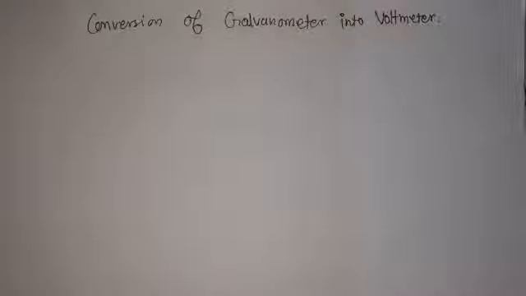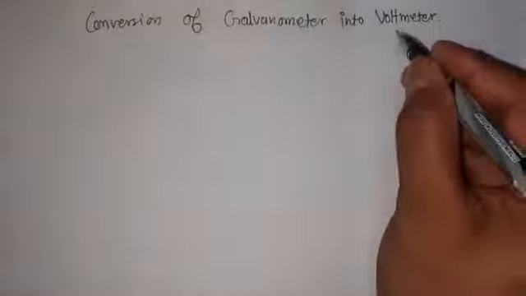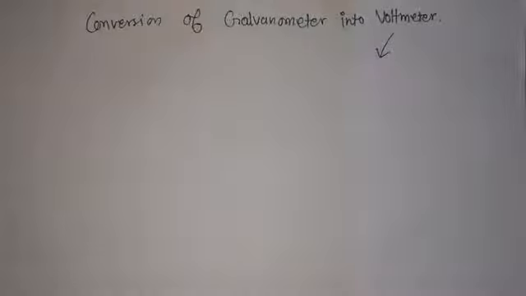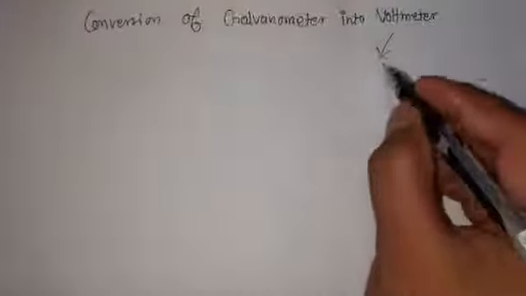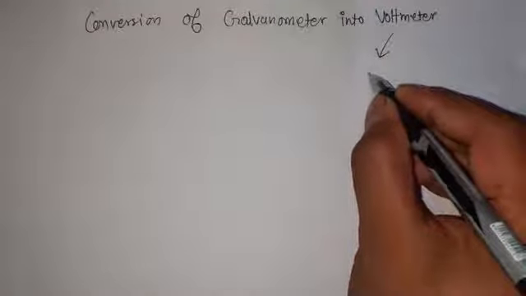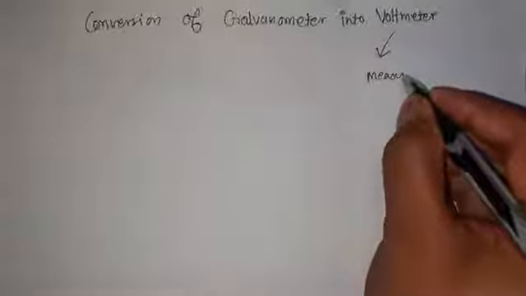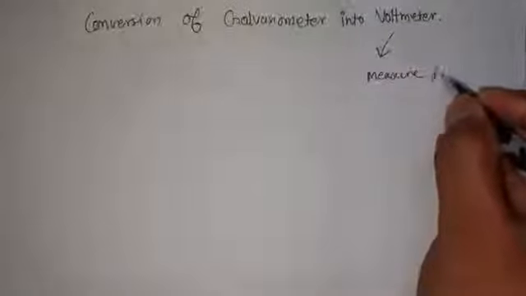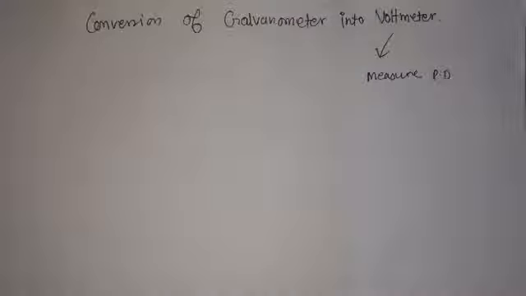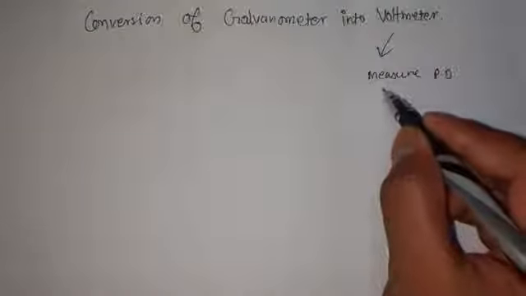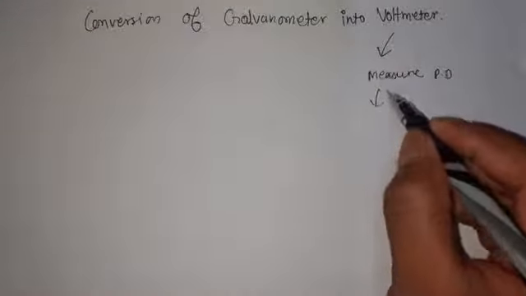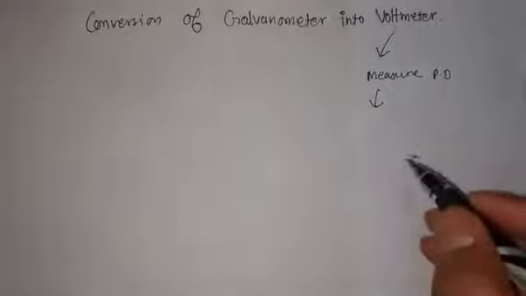Hello everyone, welcome back to this physics video. In today's video we will learn how to convert a galvanometer into a voltmeter. So what is a voltmeter? A voltmeter is used to measure the potential difference. Whenever we have to measure potential difference in a circuit, we use this device known as a voltmeter. And how do we connect this voltmeter in the circuit?